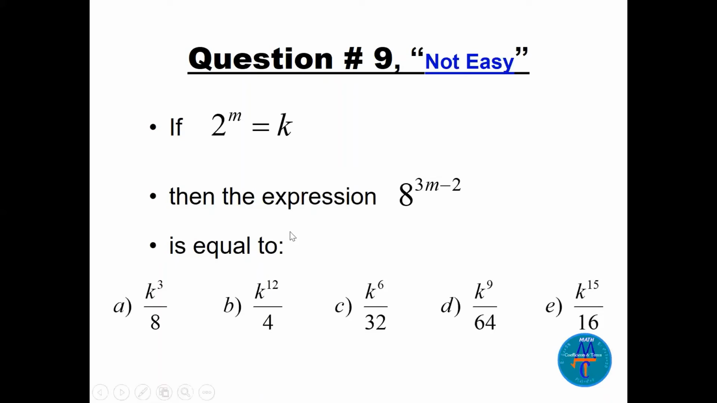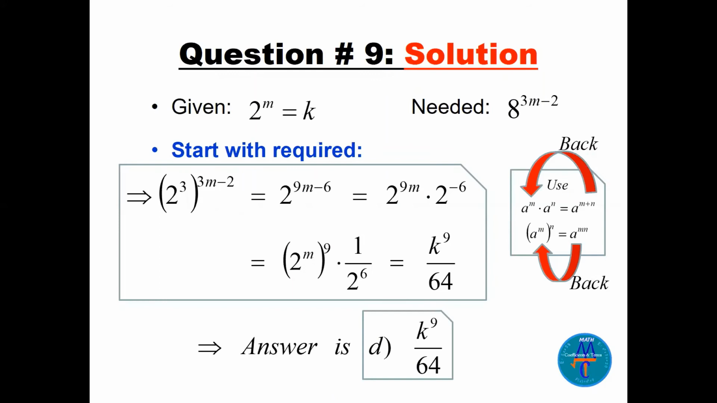So this one we call the given, and this one we call the required. And we have to find the correct answer. You can try it if you like. You can pause the video anytime. Try the question, and then you can check the answer in the next slide. So this is 2 to the power m is equal to k. What is needed is this one.